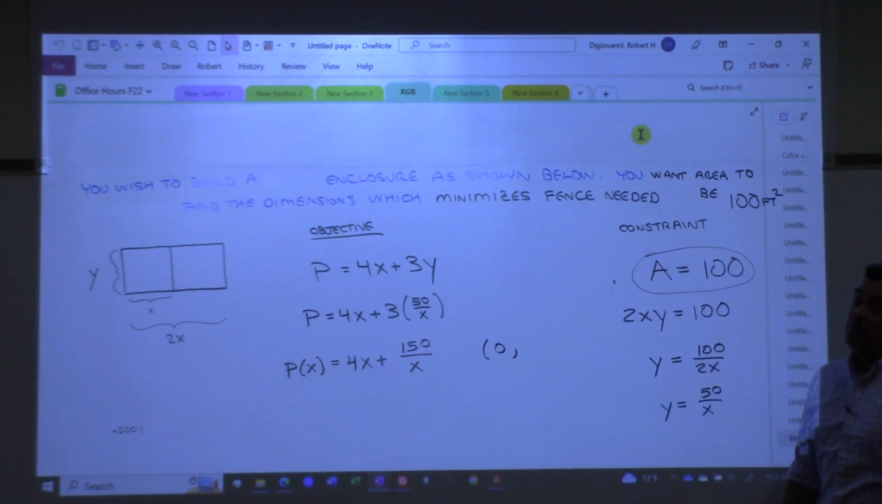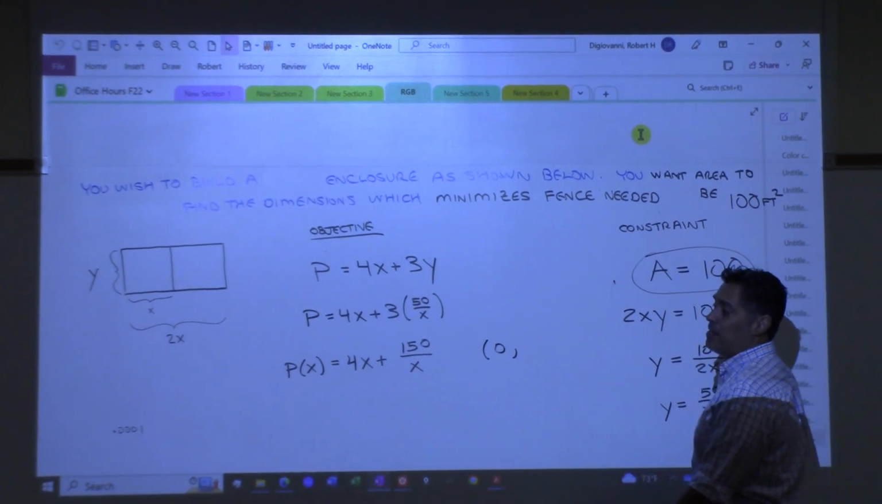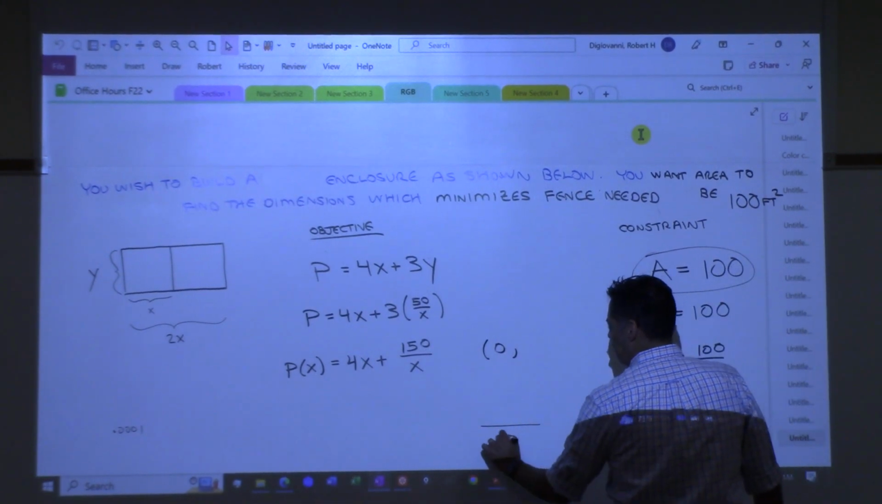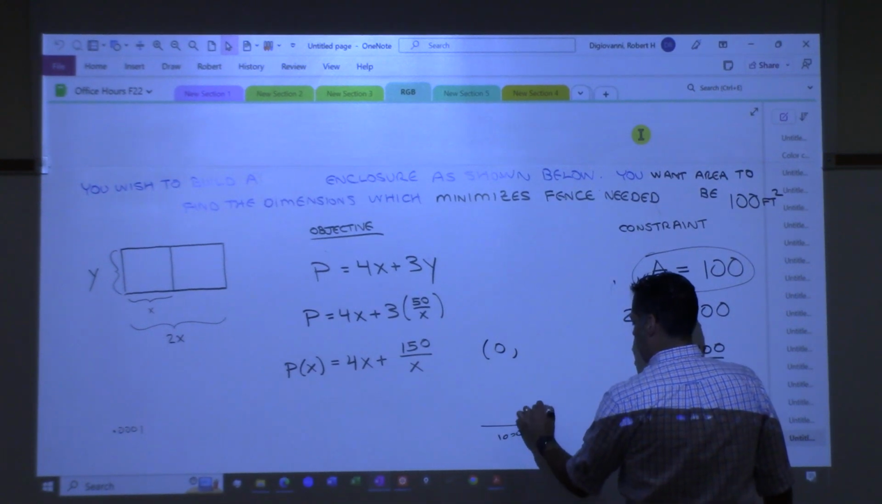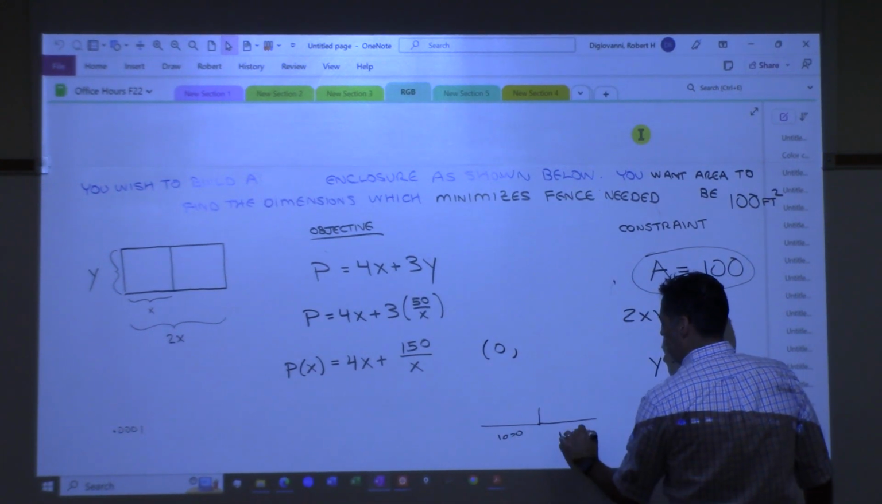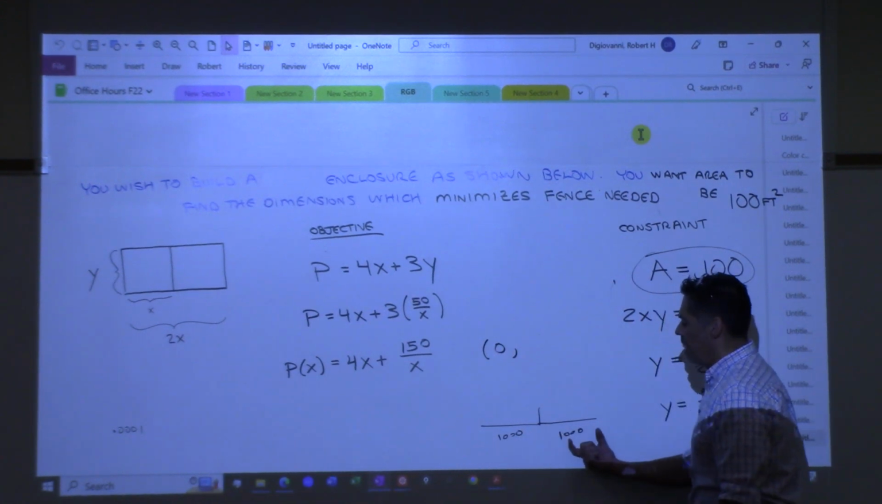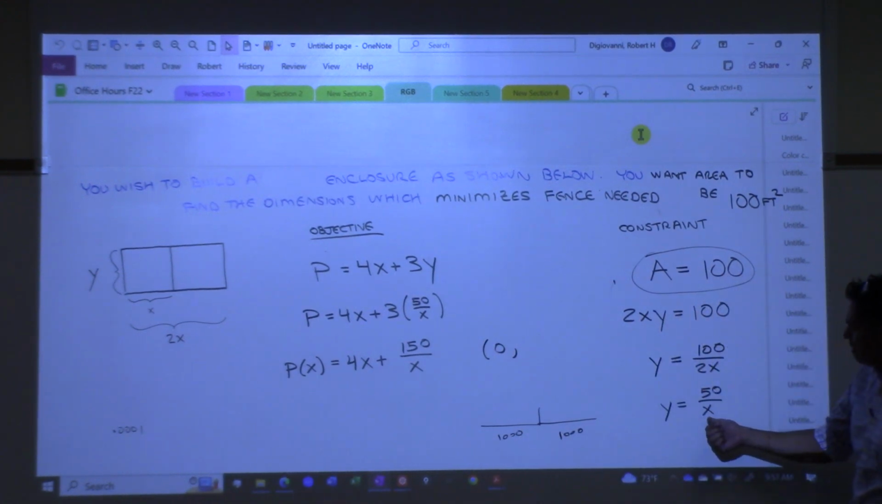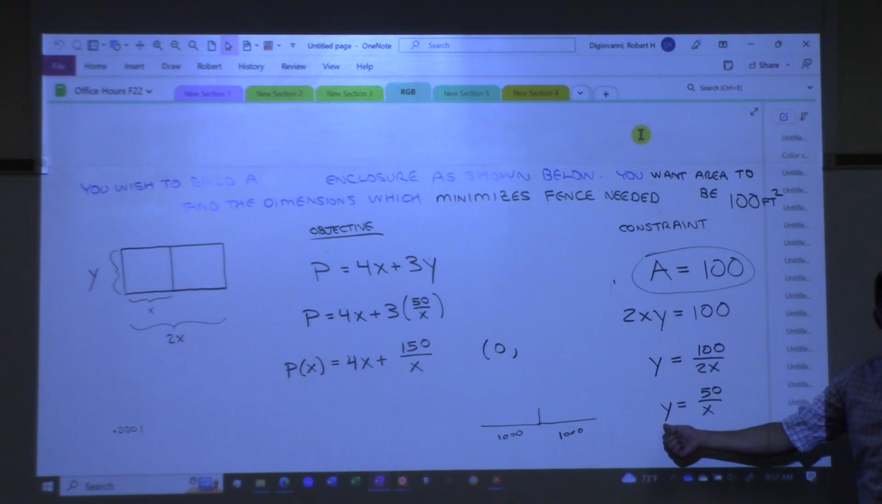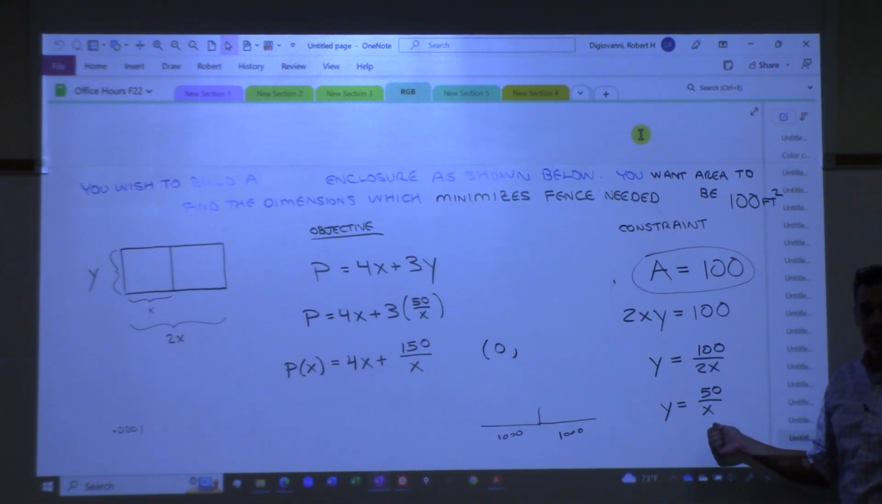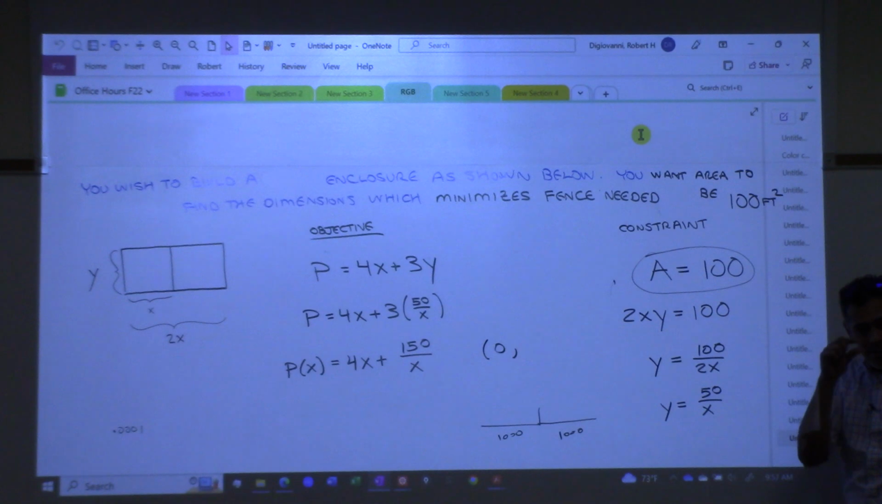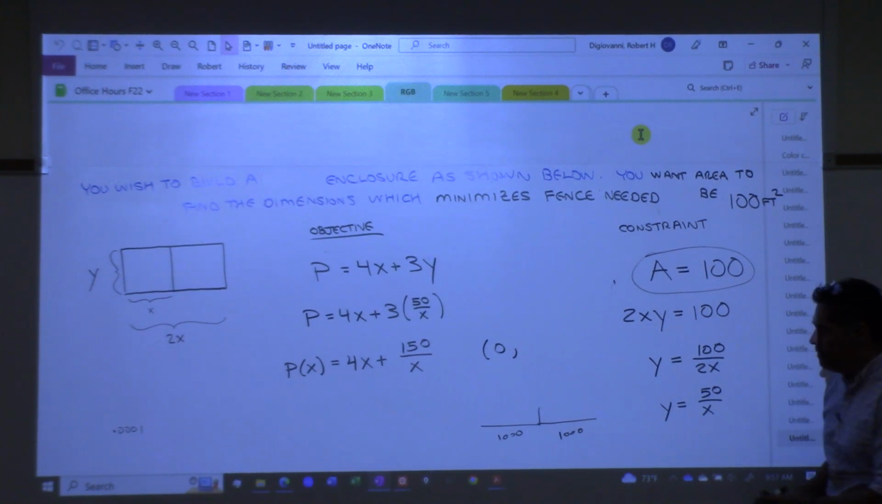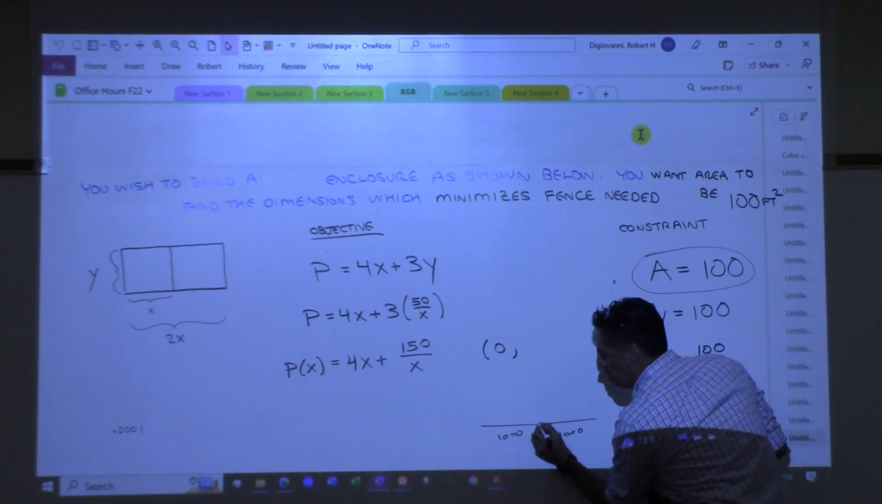All right, now what's the biggest x can be? 50? Could I make x 100? Let me see. Could I make x 1,000? If x is 1,000, will I have a y value? Take 50 and divide it by 1,000. You get a number, wouldn't you? Small number? But that would mean your enclosure would look like this. It would just go up just a tiny bit.